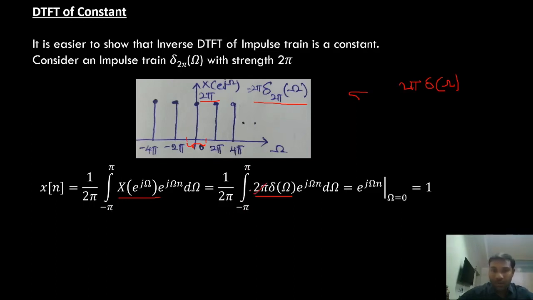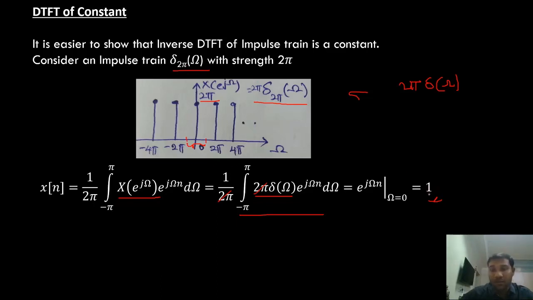Now this 2 pi and 2 pi get cancelled, right? And I will apply the sampling property of the impulse. Delta of omega exists only at omega equals 0. So this entire integral reduces to e power j omega n at omega equals 0. That is nothing but 1. So what did we find out? We took the inverse DTFT of the impulse train and proved it is equal to 1.